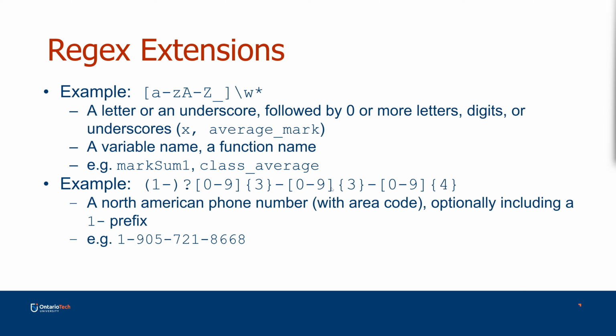This again could be \d, curly bracket 3. That would work fine too. Or \d, \d if you wanted to. There's a lot of different ways that we could represent the same expression. Anyway, this is saying we have 3-digit characters followed by a dash, followed by 3-digit characters, followed by a dash, followed by 4-digit characters. So this will recognize a phone number like this. It'll also recognize a phone number that's maybe just 905-721-8668 without the 1 dash in the front.